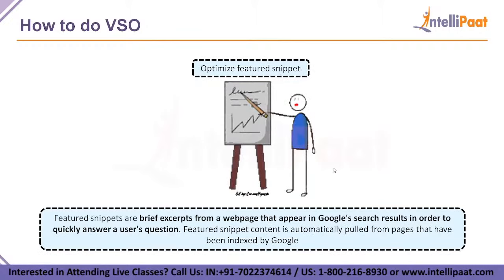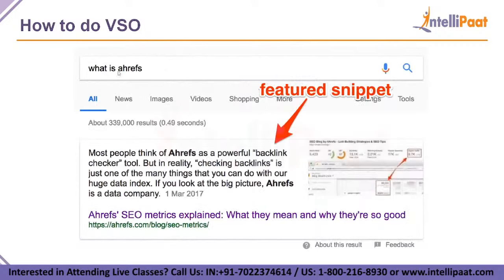Optimize featured snippet. Featured snippets are brief excerpts from a web page that appear in Google's search results in order to quickly answer a user's question. You know that already. And featured snippet content is automatically pulled from pages that have been indexed by Google. So just optimize your content for this. I'll show you an example. When somebody is searching for this, you can get a small summary by Google. This is actually the content that is available in this particular link, but Google shows this so that we can get a look into this short summary and understand the content, or this gives us the idea about what is inside the content and we go to that particular link, right?